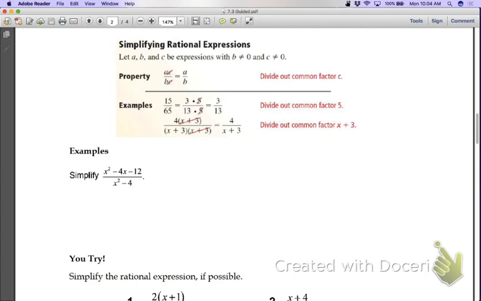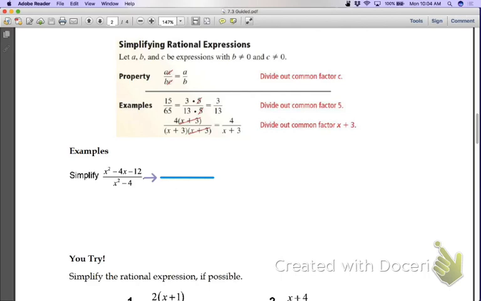Essentially, all you're doing whenever you simplify, or really even whenever you multiply or divide, is you're going to factor everything out first, and then you're going to see what matches on the top side versus the bottom side. So if it says to simplify x squared minus 4x minus 12 over x squared minus 4, then all I'm going to do is factor the top and factor the bottom.